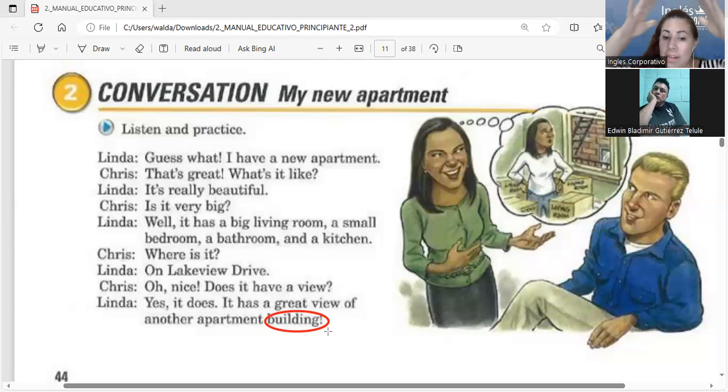The building is a structure, all of it. Okay. Does that make sense? Yes. Are you sure? Yes. Okay. All right. Very good. Any other words that you don't understand? Lakeview is our address, right? Yeah, Lakeview is the name of the street. Oh, the name of the street.